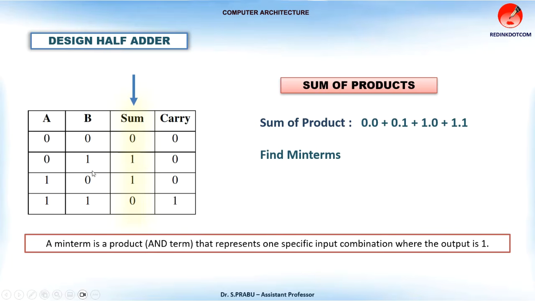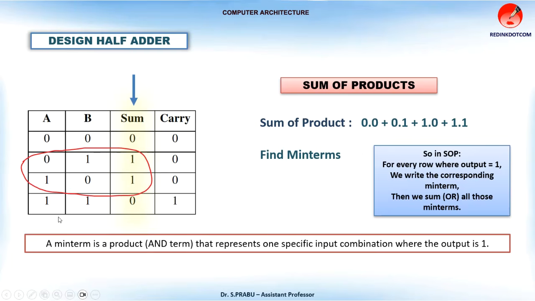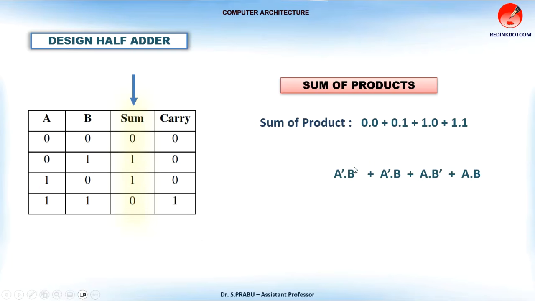Minterm is nothing but selecting only the output one. We just ignore these two combinations. So these two components can be written like this. This is the first input, that is A. This is the second input, that is B. 0 means A dash, 0 means B dash. In this, the first value is 1, so I can write A. The second value is 0, that is B is 0, so I can write the inverse, that is B dash. So I can write this value in this way.